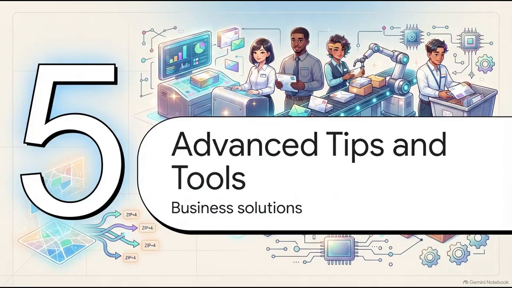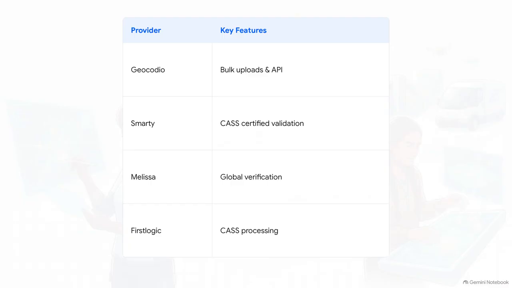Section 5. Advanced Tips and Tools. Solutions for high-volume mailing and business. If you're a high-volume business processing thousands of addresses, there are some incredibly powerful third-party tools out there. GeoCodio, for instance, allows for bulk spreadsheet uploads and has a robust API for ZIP+4 appends. Smarty provides up to 55 data points and CASS-certified validation. Melissa brings 40 years of experience with global address verification to the table, and FirstLogic utilizes CASS processing alongside national change of address updates. Basically, these tools ensure every single address you have perfectly matches the national file.